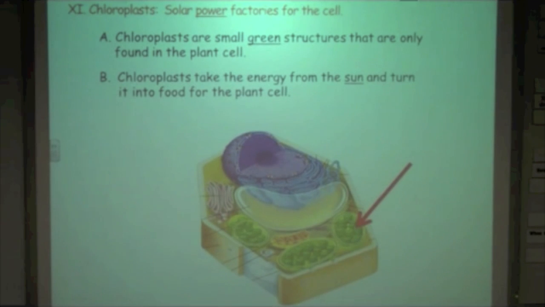Plants can undergo photosynthesis, animals cannot. Okay? Otherwise, if we could undergo photosynthesis, we'd all be green because we'd have chloroplasts in our cells. But we're not green because we don't have chloroplasts. So only plants have those green chloroplast structures.